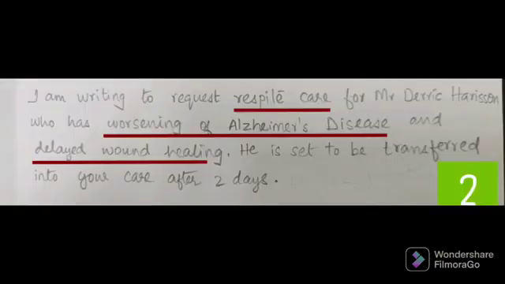Then we will start the introduction paragraph. I am writing to request respite care for Mr. Derek Harrison, who has worsening of Alzheimer's disease, or you can write who has worsening Alzheimer's disease and delayed wound healing. So both are important. He is said to be transferred into your care after 2 days. So this is the introduction paragraph. The recent present medical condition is worsening Alzheimer's disease and delayed wound healing, both. And the requirement is respite care, and the discharge plan is after 2 days we are going to transfer the patient.